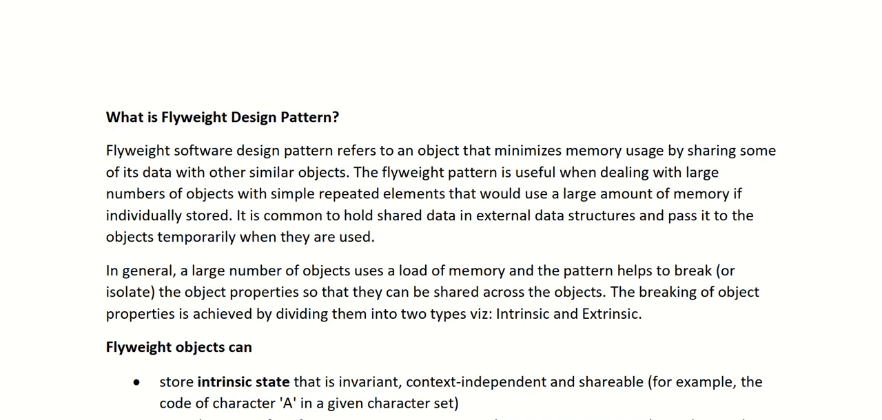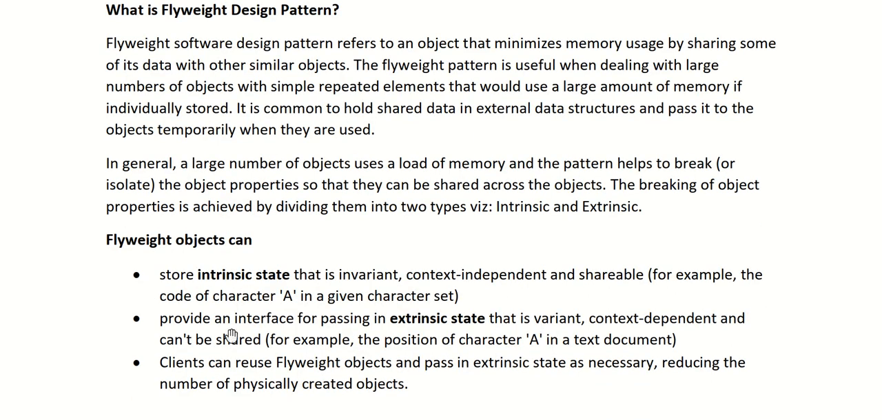Okay, so what this pattern says is: identify such properties or attributes which are the same across the objects, and then identify some set of properties which are going to change when used with an end user or in a specific scenario. So that's what they call intrinsic and extrinsic properties. I'm going to explain that soon. Flyweight objects can store intrinsic state that is invariant, context independent, and shareable.